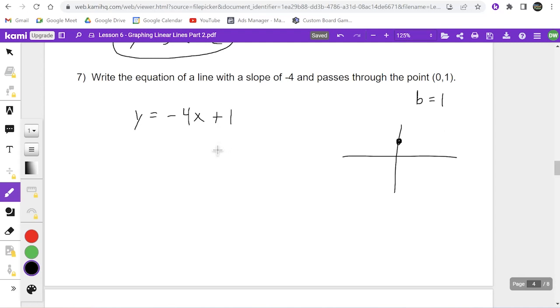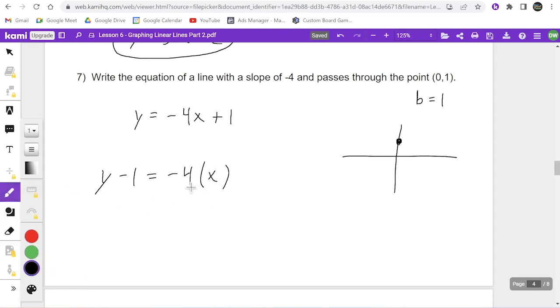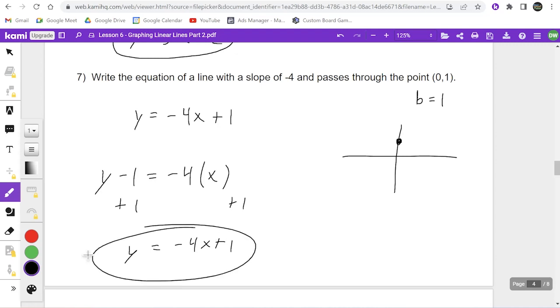Of course, you can. If you do point slope form, you get y minus 1 equals slope is negative 4, so negative 4 times x minus 0. And if you simplify this, I mean x minus 0, the 0 goes away, basically. And so then add 1 to both sides. Looks like y equals negative 4x plus 1. You're exactly right. Very good.